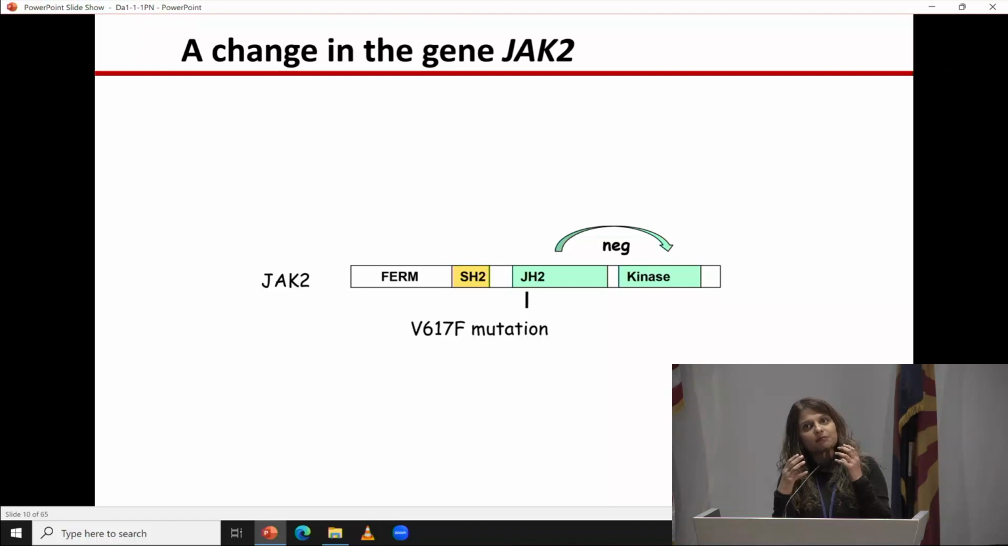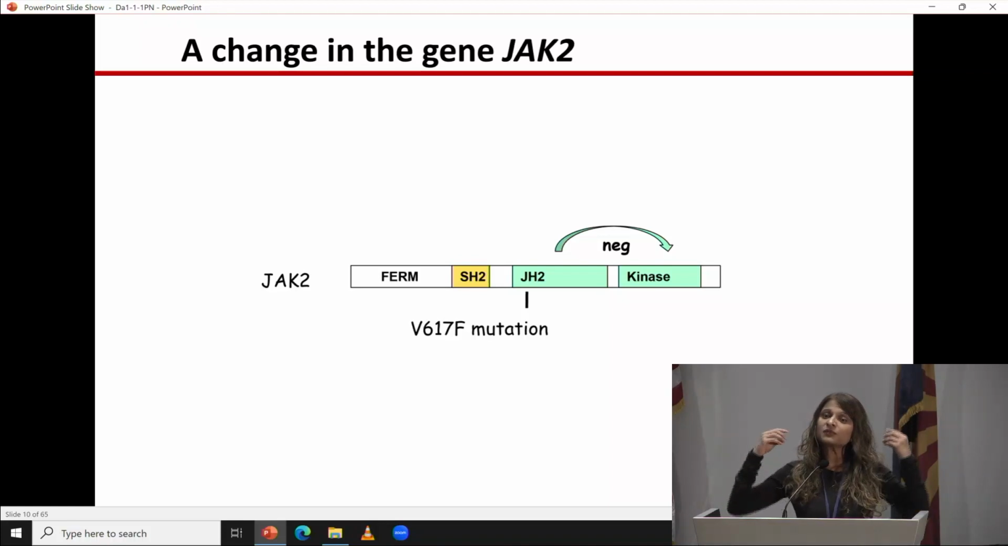And what happens in the MPNs is there is a change in that code for Jack2 that stops it from switching itself off. So whereas Jack2 switches on when there's a signal that says stem cell, make a red cell, your body needs some red cells, Jack2 switches on, takes that signal, you make red cells, then it stops. With the mutation in Jack2, the off signal doesn't work anymore. So it's constantly telling the stem cells, make more red cells, make more platelets. And it doesn't need to. But there's a change in that DNA code that happens by chance that means it's killed the off switch.